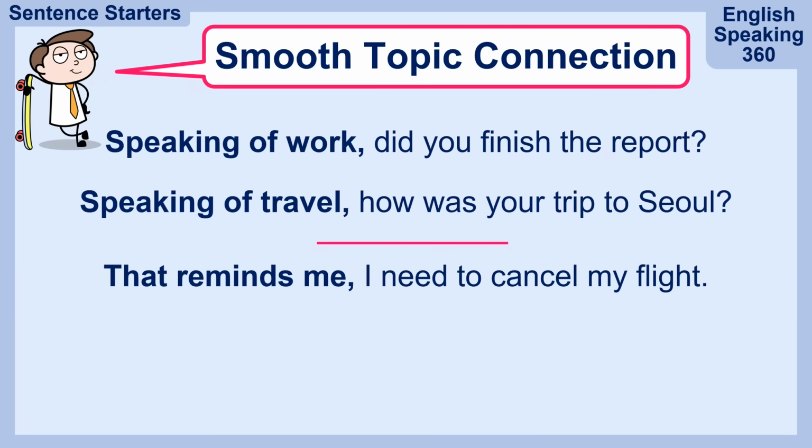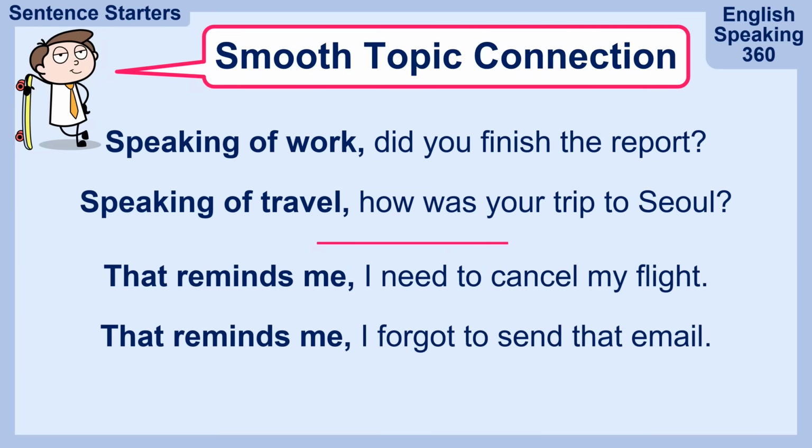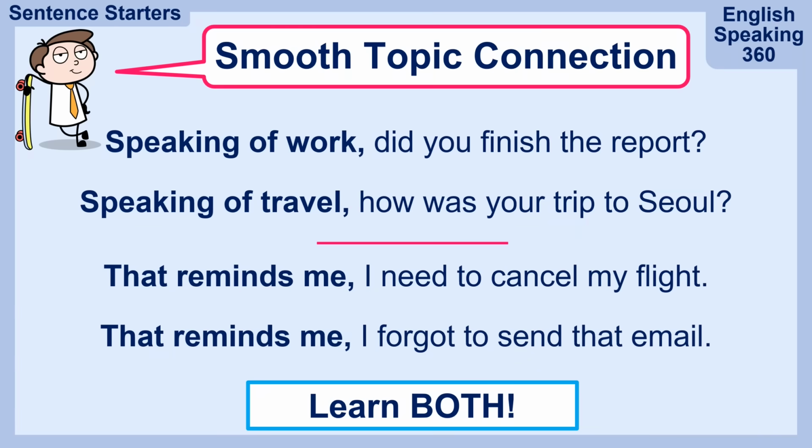Here's another example. "I forgot to send that email." So if you were talking about a situation at work and about sending an email and you're like, "Oh, that reminds me, I forgot to send that email." Something is jogging your memory. You're suddenly remembering that you have to send that specific email. Once again, learn both. They are very useful. And this can definitely push your English to a more advanced level.